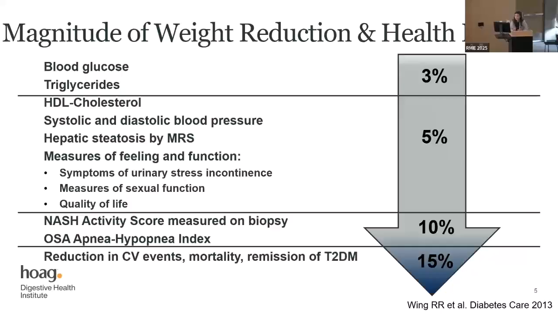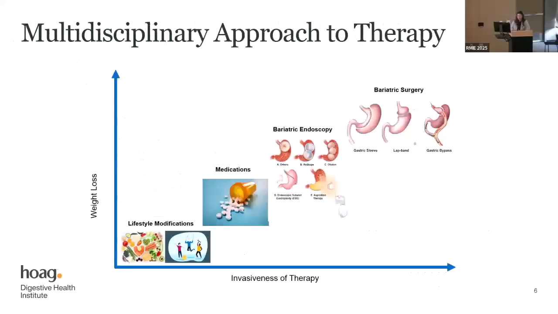So at 10% total body weight loss, we start to see the NASH activity score improve based on liver biopsies. Sleep apnea starts to improve. And at 15% total body weight loss, we start to see improvements in cardiovascular risk, mortality, and remission of type 2 diabetes.